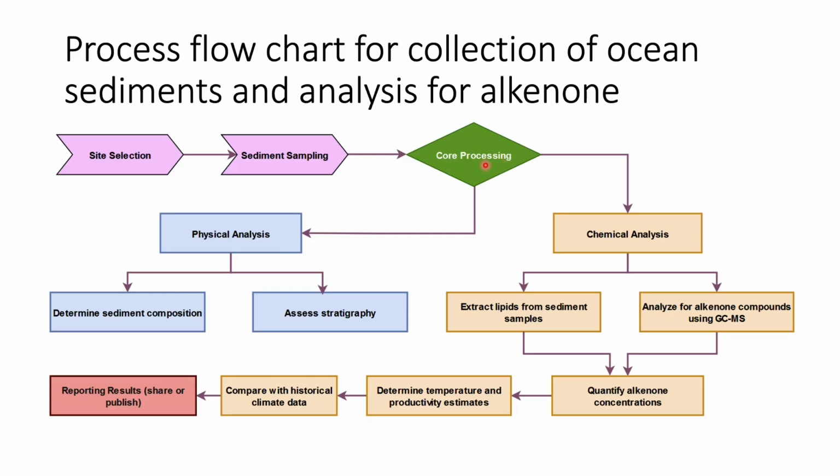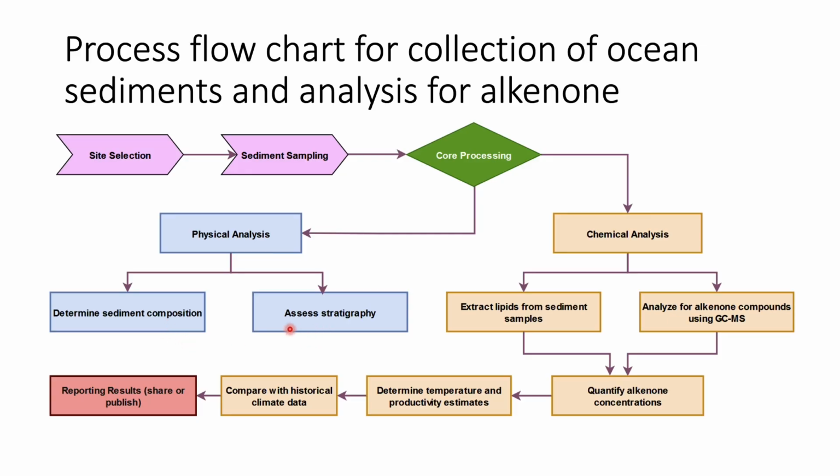First we do the core processing. We do two types of analysis: one is a chemical analysis, another is a physical analysis. In the physical analysis, we determine the sediment composition, so what are the different types of materials that are there. Size-wise, shape-wise, those kinds of physical parameters we will check. Then we also assess the stratigraphy, so how they are distributed, that we will also see.